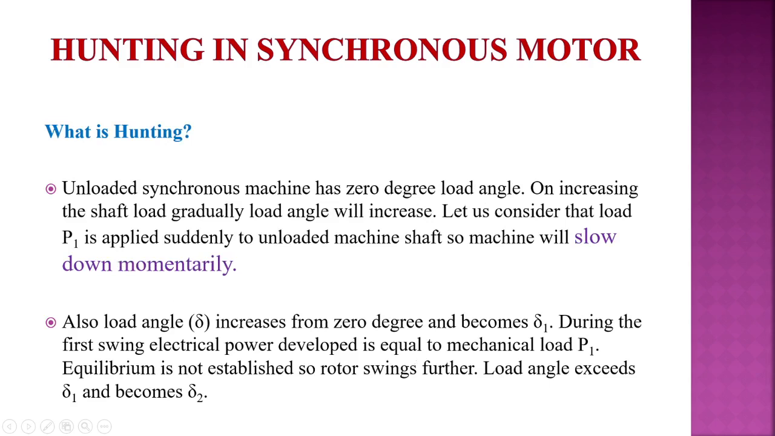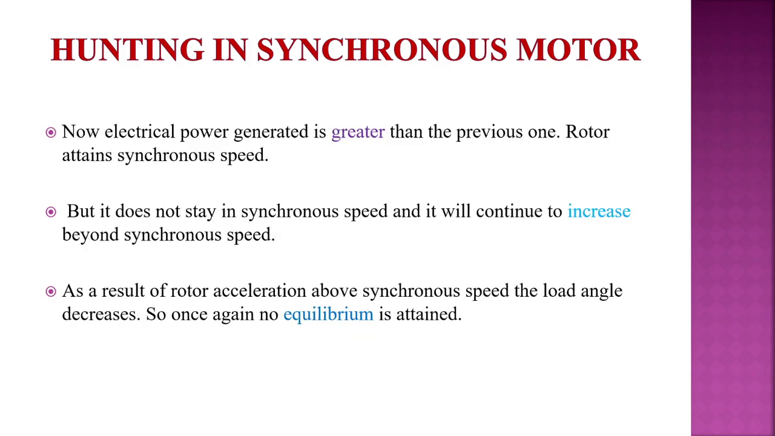So what is hunting? Unloaded synchronous machine has 0 degree load angle; on increasing the shaft load gradually, load angle will increase. So let us consider that load P1 is applied suddenly to the unloaded machine shaft. The machine will slow down momentarily. Also load angle will increase from 0 degree and will become delta 1. So during the first swing, electrical power developed equal to mechanical load P1 is not established, so rotor swings further and load angle will exceed delta 1 and now it will become delta 2. Now electrical power generated is greater than the previous one and rotor will attain the synchronous speed.